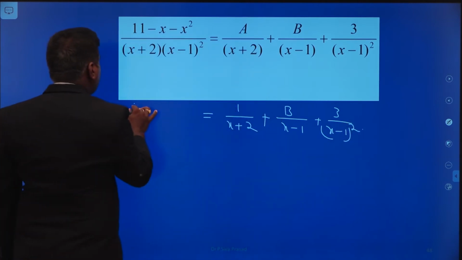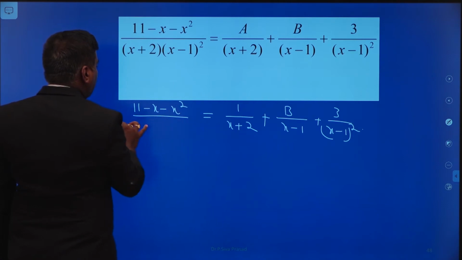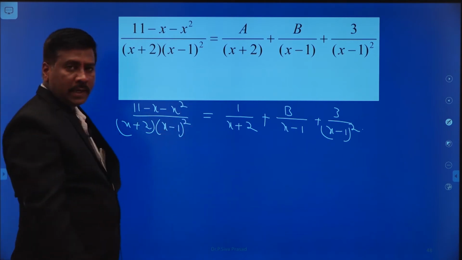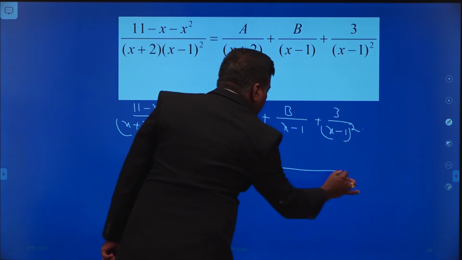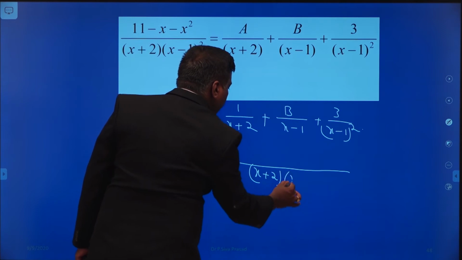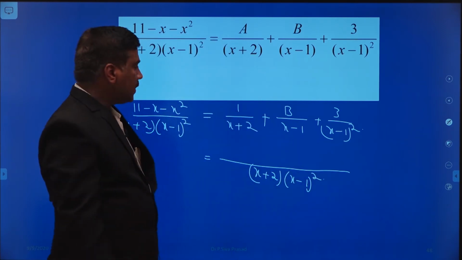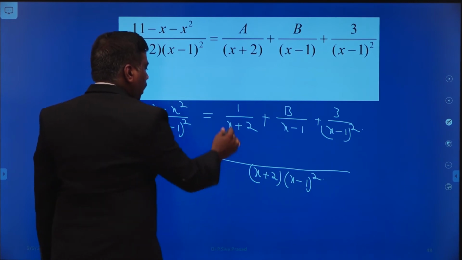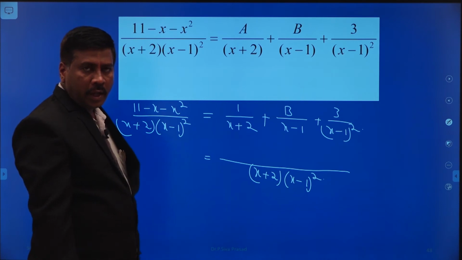On the left hand side, that is (11 − x²) / ((x + 2)(x − 1)²). This is equal to, on the right hand side, taking the LCM, (x + 2)(x − 1)². Here you have already found the A and C values, so there is no need to write them again.